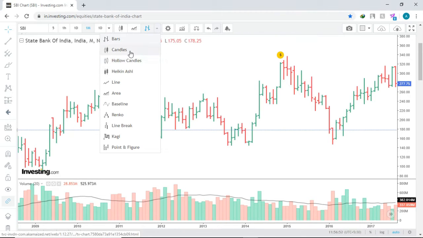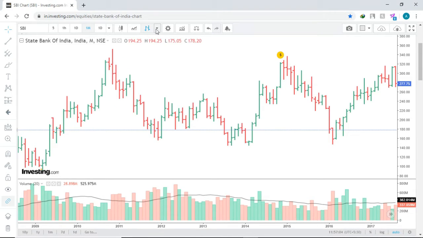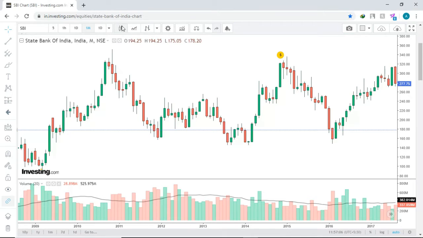So these are the types: candles, Heikin-Ashi, line, area, baseline, Renko, line break, Kagi, point and figure. These are the types which indicate how the graph is moving. But the most basic thing which all traders use everywhere is candles, because they're easy to analyze and easy to understand.